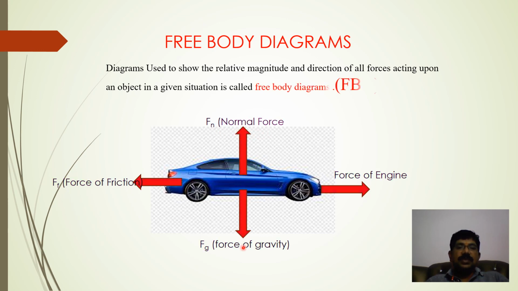So this is the force of gravity. Force of gravity and normal force are opposite, both are opposite in direction, whereas force of engine and force of friction are also opposite in direction. So this is the free body diagram of a car. You can draw any free body diagram.